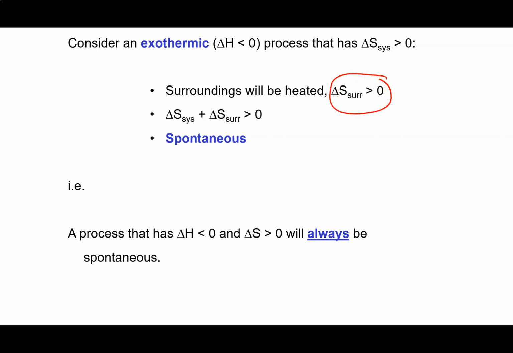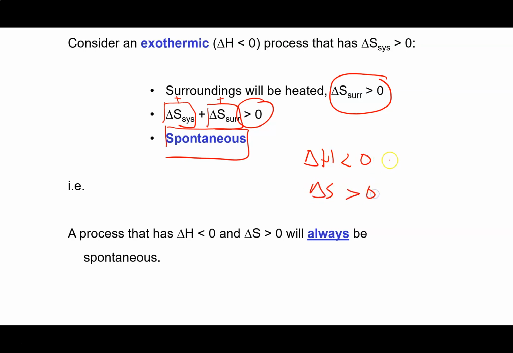So what we know at this point is that delta S of our system and delta S of our surroundings are both positive numbers, so when we add them together, their sum will be greater than 0. And as a result, we know that any process that has delta H negative and delta S greater than 0 will always be spontaneous.